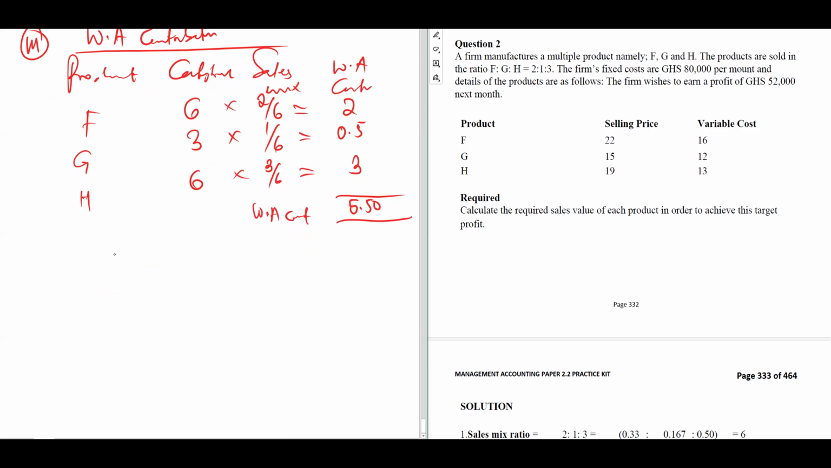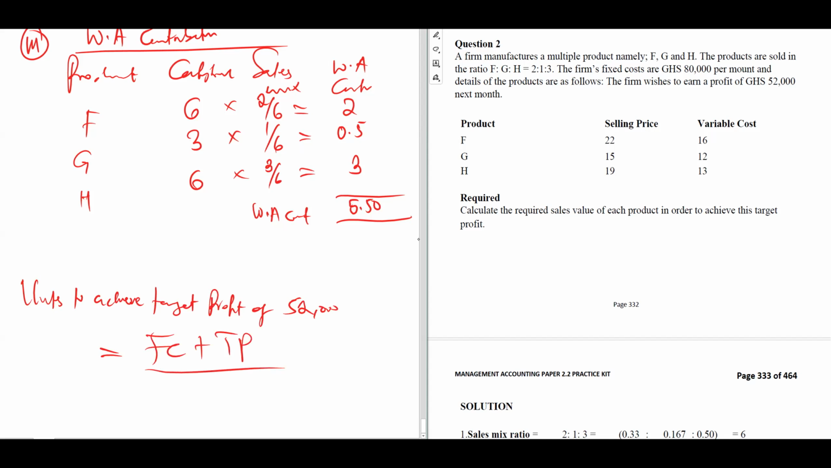So the next question is what? Sales value in order to achieve a target profit of 52,000, right? So first of all, I need units to achieve the target profit of 52,000. And what do we get for the formula? That's our fixed cost plus the target profit, all over our contribution per unit, which is our weighted average contribution.